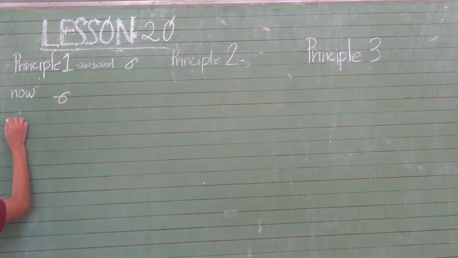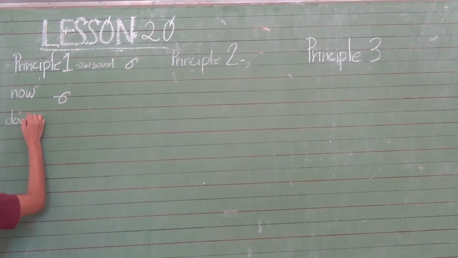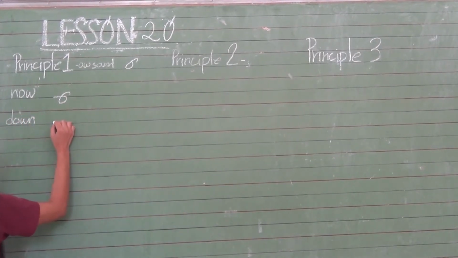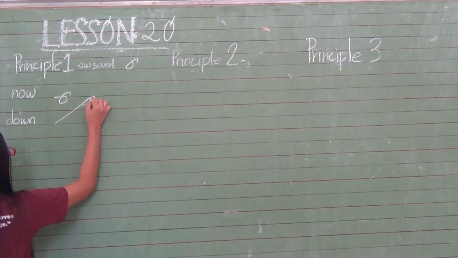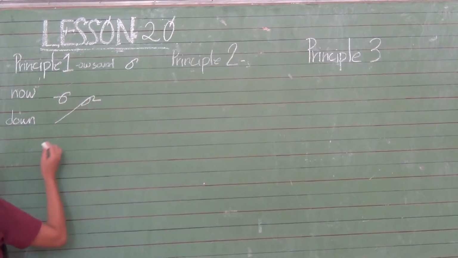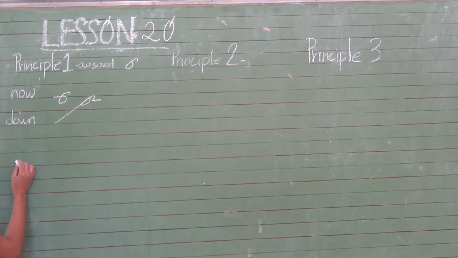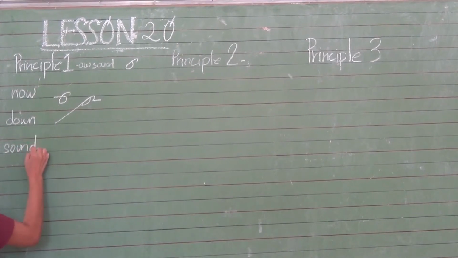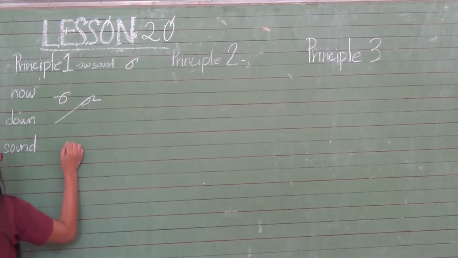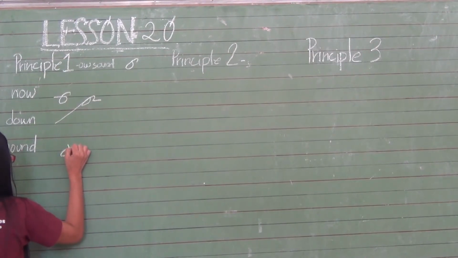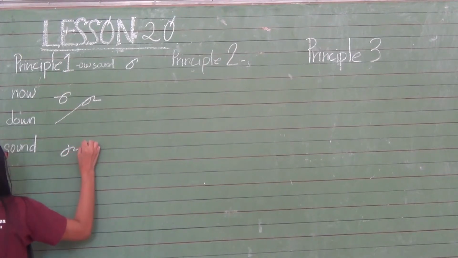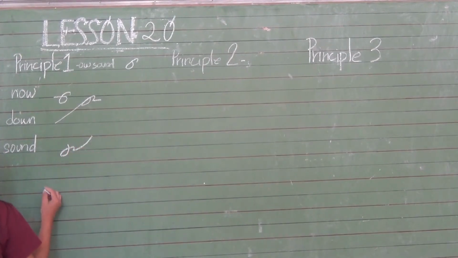Next, down. It is represented by D, A stroke, and O hook, and N stroke. Next, sound. It is represented by S, A, O hook, and combination of N and D.